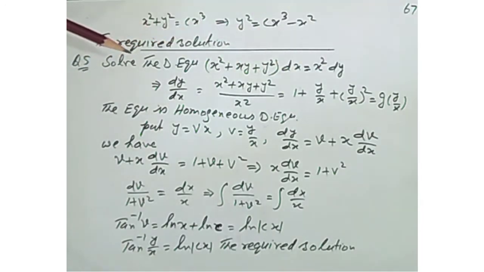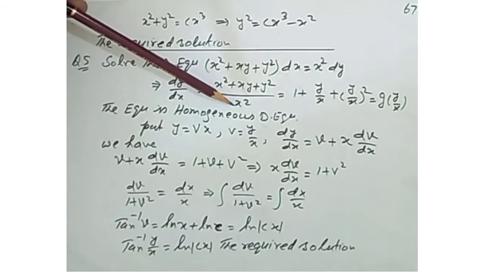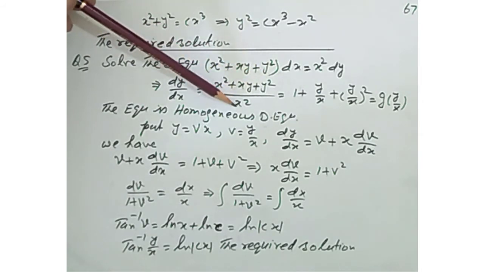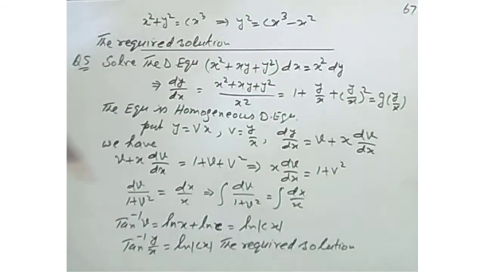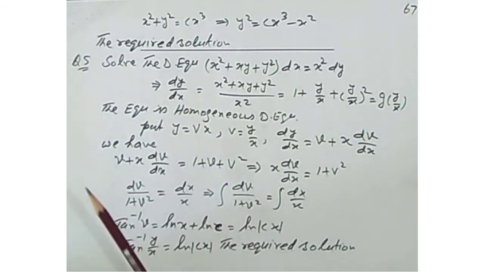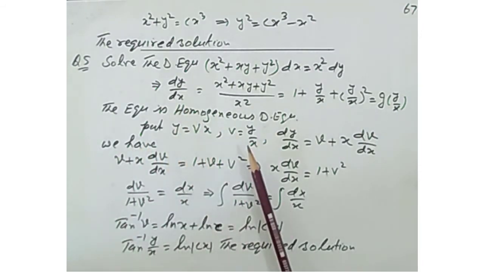Now question 5, solve the differential equation (x square plus xy plus y square) dx equal to x square dy. This implies dy by dx equal to (x square plus xy plus y square) divided by x square. Dividing by x square, this is 1, this is y by x, and this is y square by x square, and this is a function of y over x. So this equation is a homogeneous differential equation.